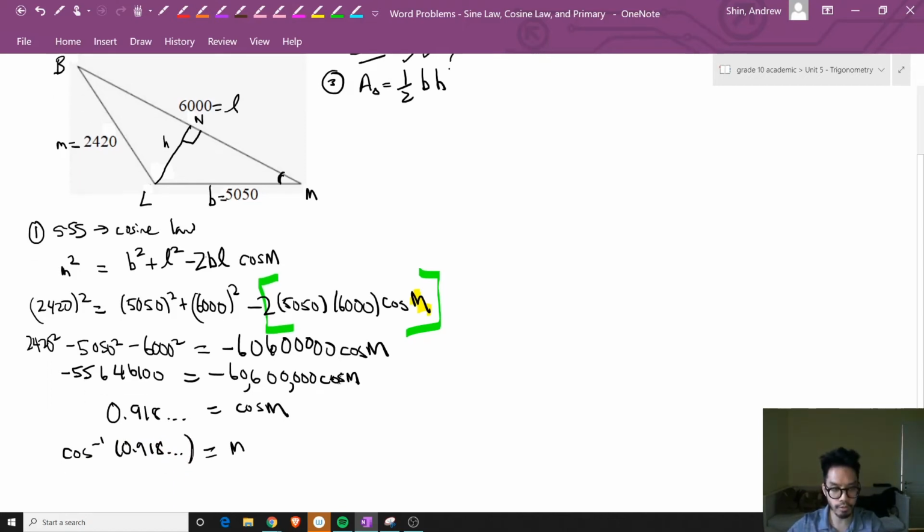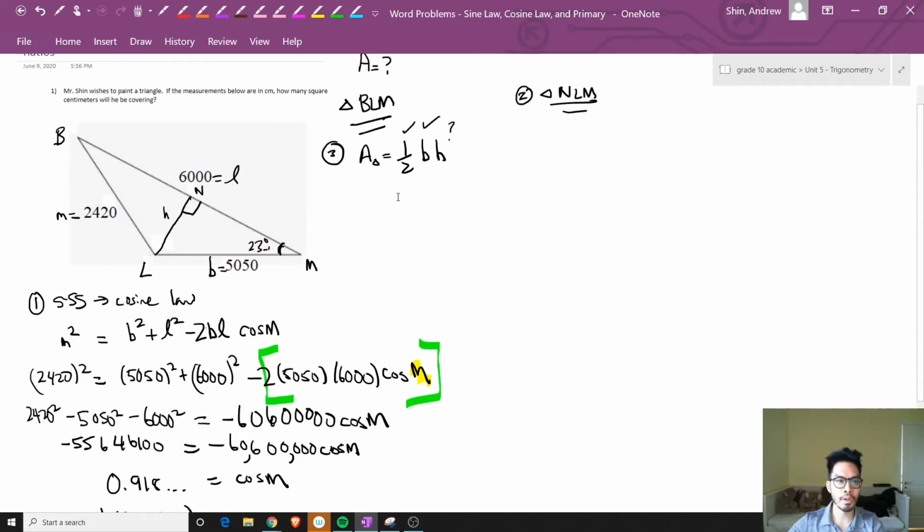And we have 23.328... and I'm going to store that. Okay, and so that is a degree. This is angle m, which is going to be 23... degrees. Okay, so now that we have that, we can actually focus on step 2 here, which is triangle NLM.